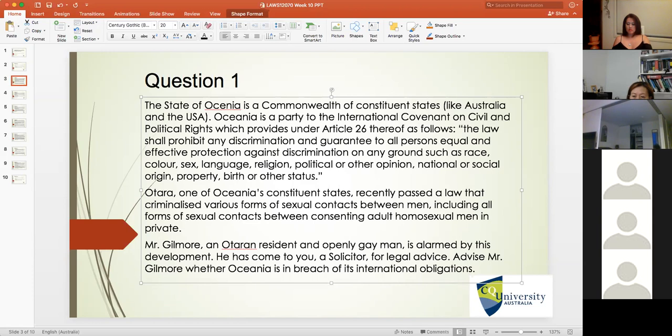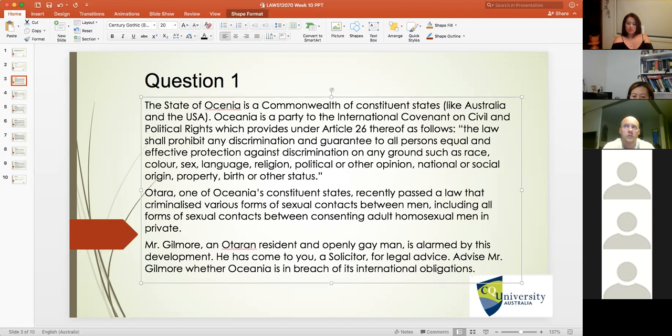Okay, so the report of the United Nations Commission on Human Rights stated that Australia was in violation of its international obligation. So the answer here would be that I would advise Mr. Gilmore that Oceania is in breach of its international obligations. Now, whether or not Mr. Gilmore has recourse in international law is a different matter. We're going to examine that in quiz 5, right?